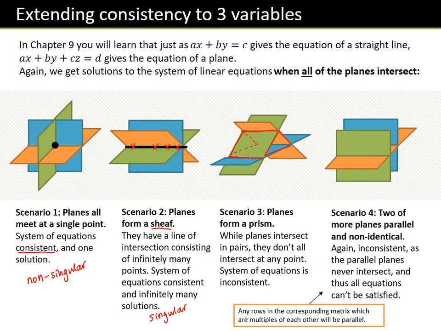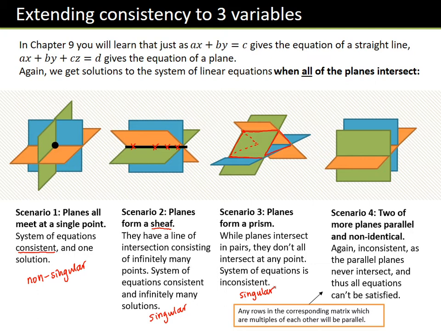So I could say here, the green one and the blue one are consistent, but the orange one isn't. So the system of equations is inconsistent. Consistent is referring to whether they can all be true at the same time. There is nowhere that these can all be true at the same time. So it says, while the planes intersect in pairs, they don't all intersect at any point. The system of equations is inconsistent, and again, it is going to be singular.